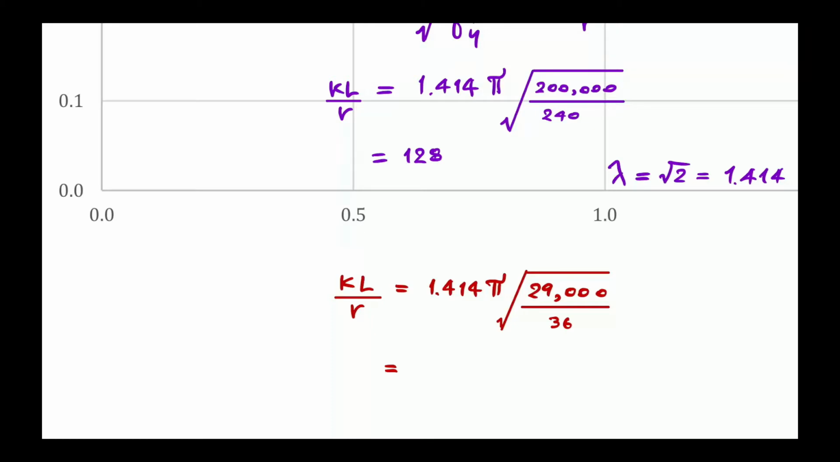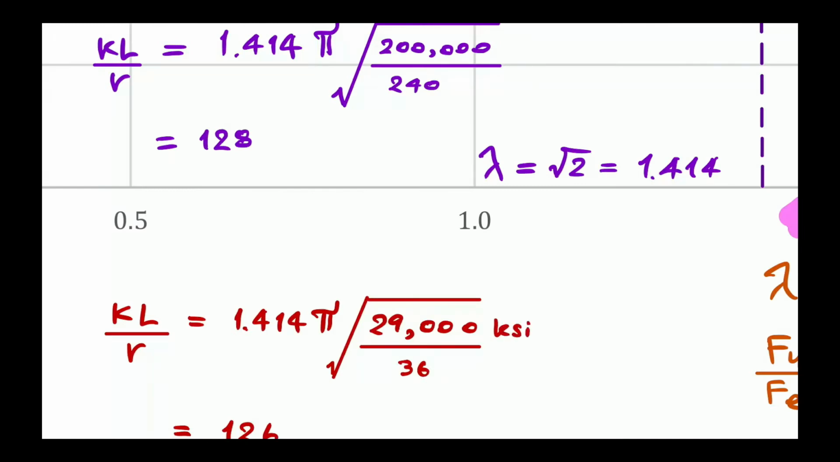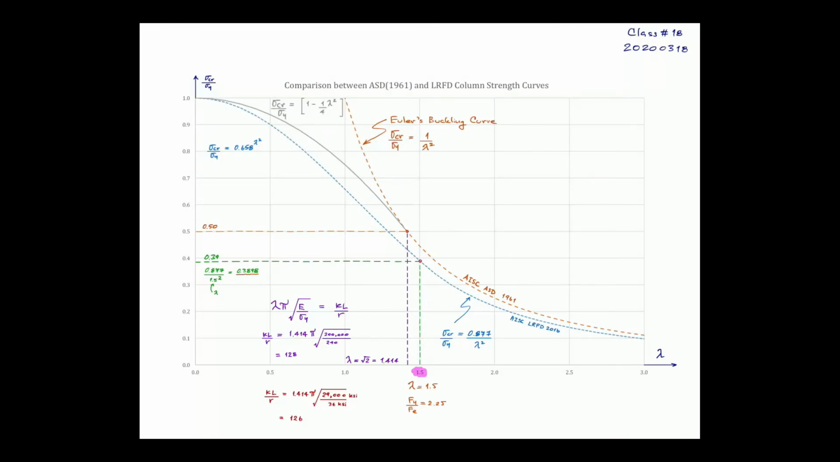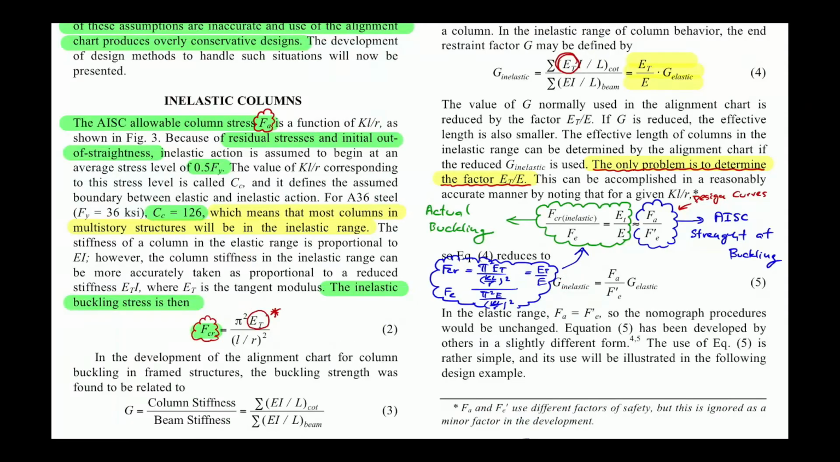29,000 divided by 36, and there you go, 126. Alright, so you can hit your calculator. This is the KSI unit. So Yura is not fooling us around. This is real. Alright, which means that most of the columns in multi-story structures will be in the inelastic range.